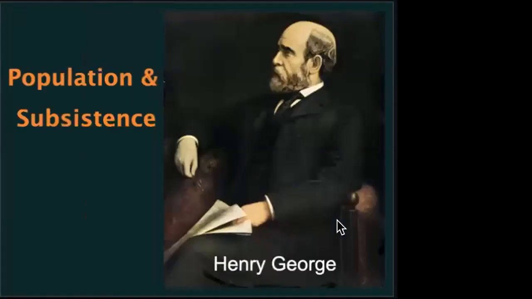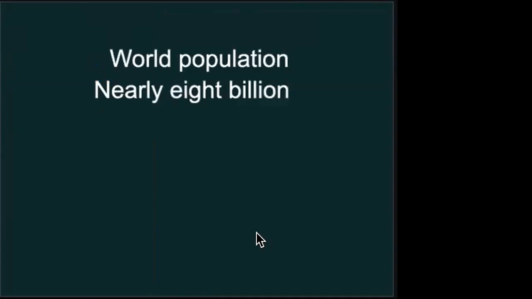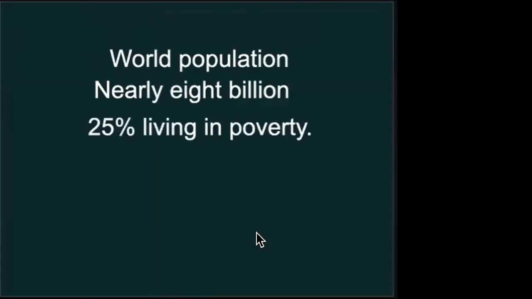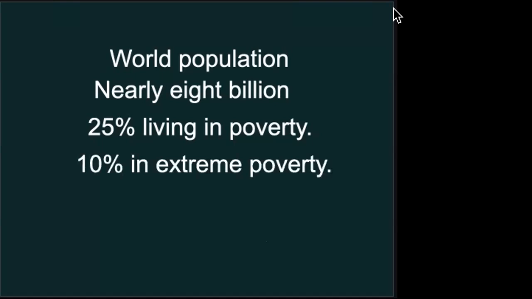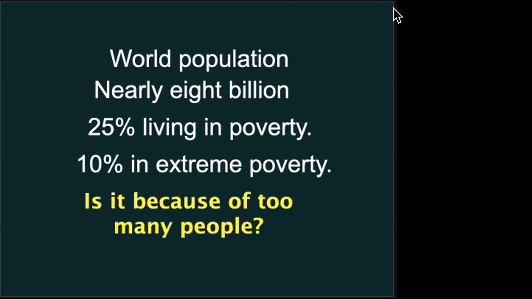Population and subsistence. I think this is a good place to work it into the course. The world population is nearly 8 billion people. 25% of the world's population is living in poverty, and about 10% are in extreme poverty. So the question is whether or not it's because there are too many people.